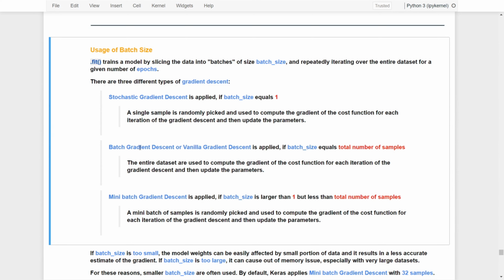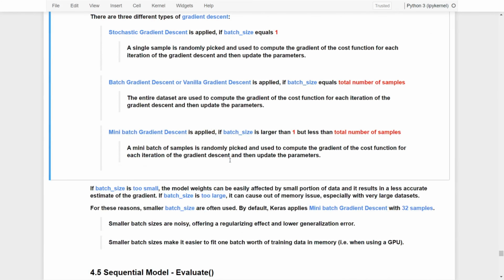And then for batch gradient descent, or vanilla gradient descent, if that is applied, that means the batch size will equal the total number of samples. That means the entire dataset will be used to compute the gradients of the cost function for each epoch of the gradient descent, and then update the parameters.